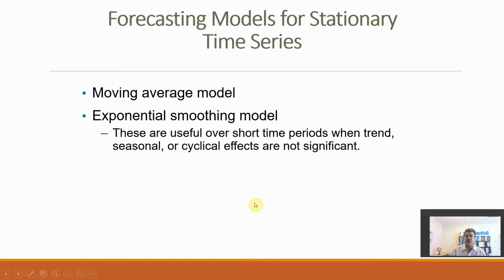So, okay, for a stationary time series, two very well-known models: the moving average model, the model that we will be talking about today, and also the exponential smoothing model. These are useful over short time periods, for instance, the next period, when trend, seasonal, or cyclical effects are not significant. So, okay, what is the oil price tomorrow? What is the stock price tomorrow?